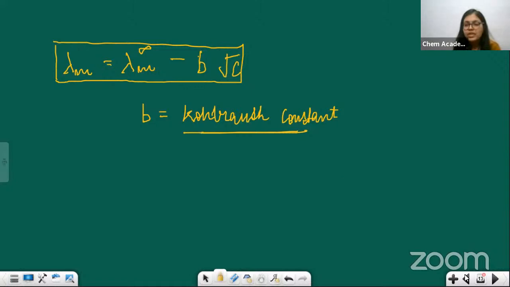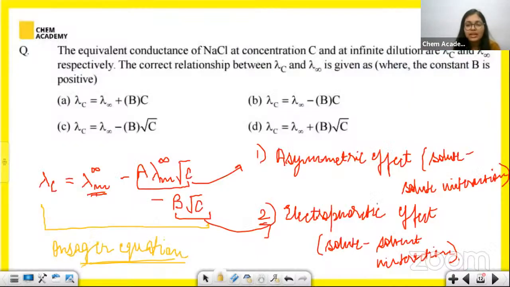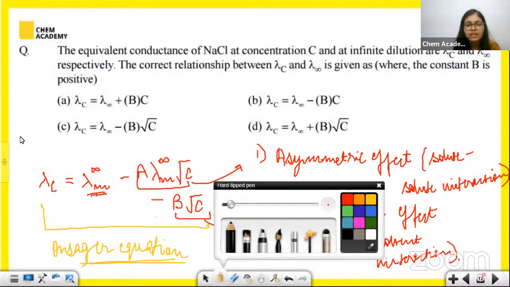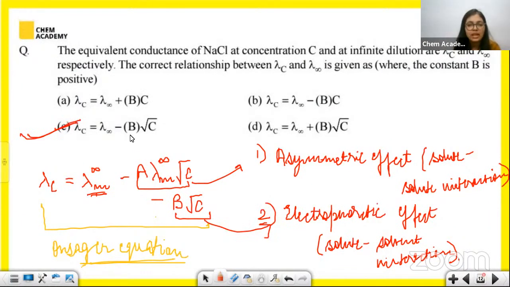So from this, we can say that the correct answer is going to be the C part. See here, this is the Onsager constant. I hope this is clear to everyone. Yes, Ayushi, Raj, very good. That was the Onsager equation, you're absolutely correct. I'm sure this question is clear to everyone. Now I will move on to the next question.